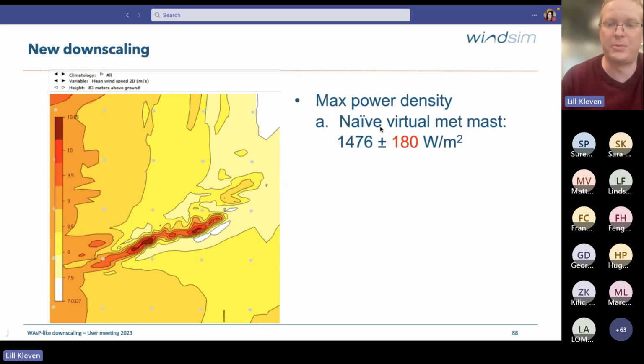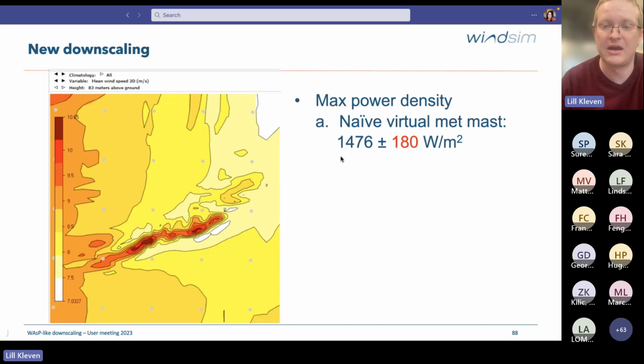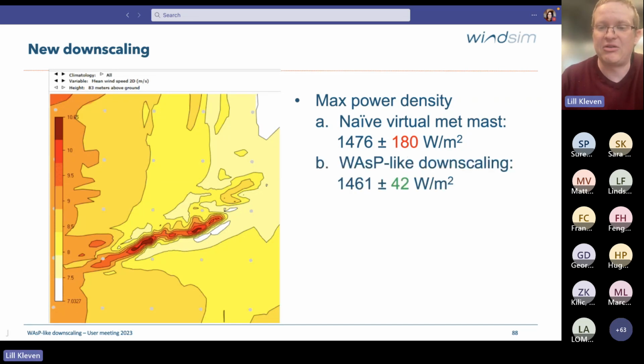So this is what we do. What I do here is I loop over the mesoscale data points. There are 25 inside this domain. And then I calculate what the maximum power density anywhere inside the domain is, the average value and its standard deviation. And for the naive virtual metmast technique, the standard deviation is almost 12%, but it's greatly reduced to less than 3%, almost 2%, if you use this WASP-like new downscaling technique.